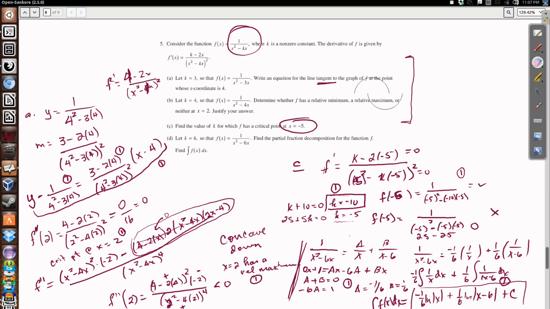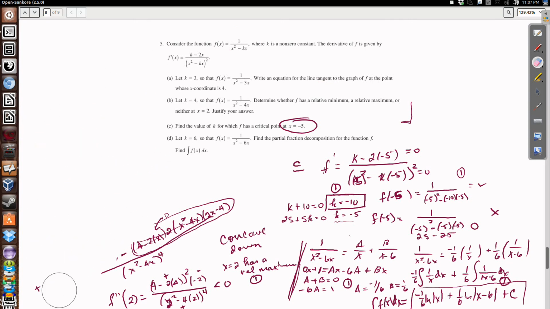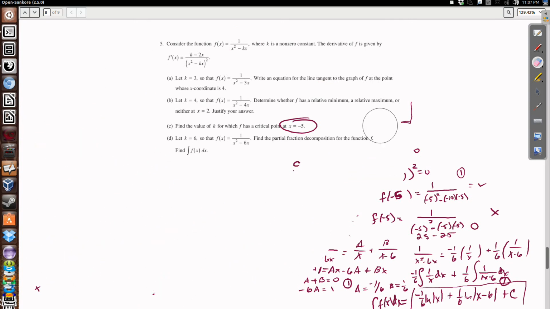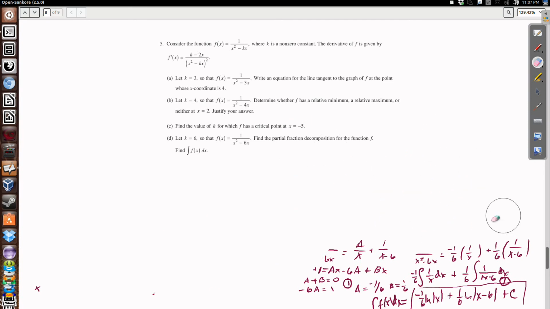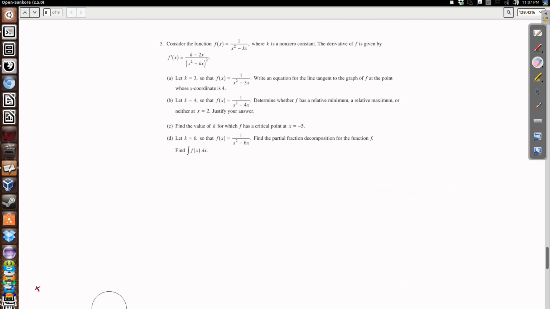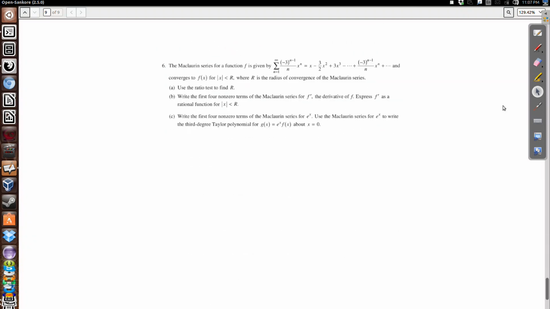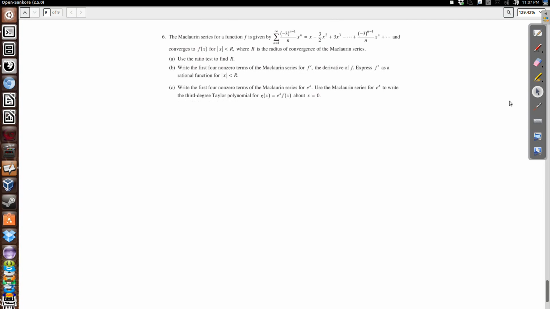On to our Taylor polynomial, Maclaurin polynomial, power series, fun stuff. So the first thing we have to do on problem 6 is we have to come up with a ratio test to determine the radius of convergence of this function. So remember that when we're doing the ratio test, we're looking for the limit as n increases without bounds of the absolute value of a sub n plus 1 over a sub n, and we want to know when this limit is less than 1.